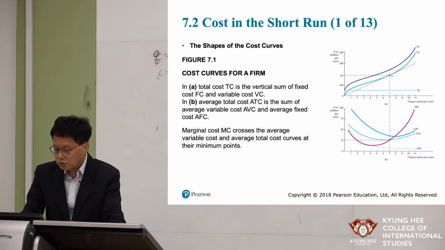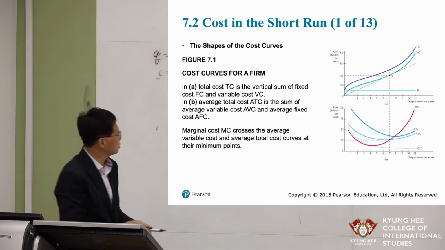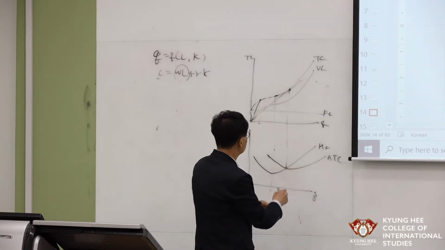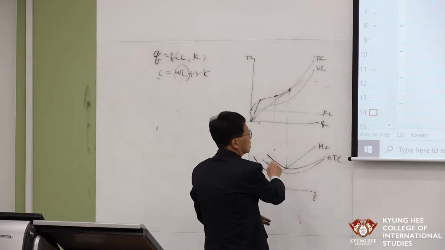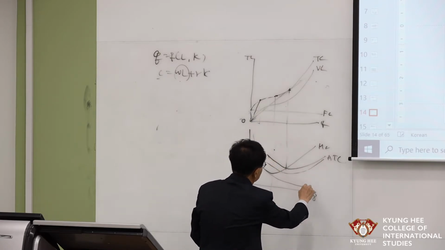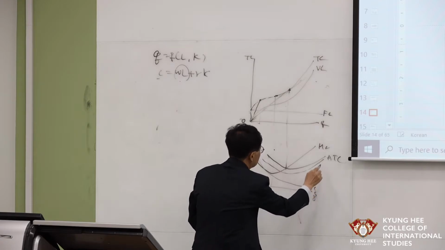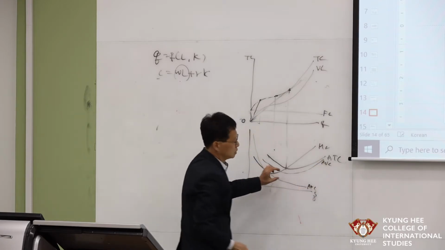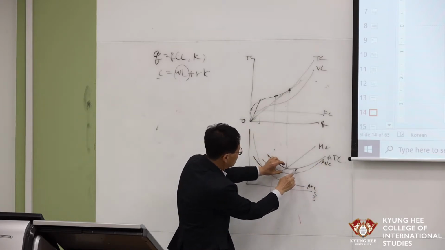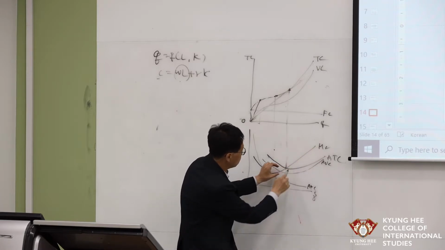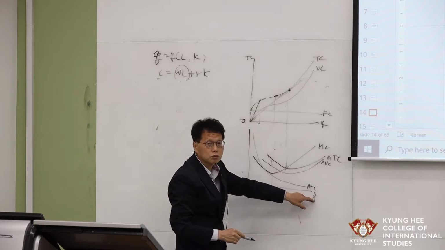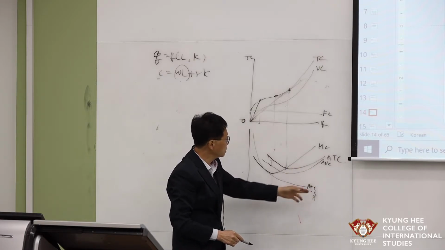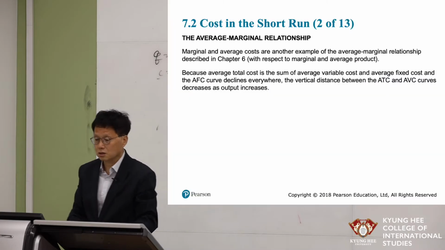Average total cost is the sum of average variable cost and average fixed cost. The important thing here is the gap between the two, average total cost and average variable cost. The gap decreases and decreases as you produce more Q. Why? Because average fixed cost decreases and decreases.